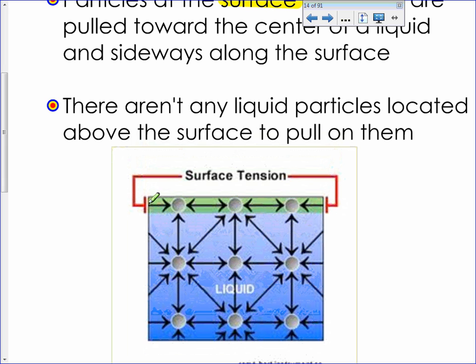So if you look right here, there's nothing pulling up on those particles like there is here. So at the surface, there are no forces pulling up on it. It's mostly being pulled to the side and downwards. So because of this sideways force here, we have something sort of like, I like to call it a film at the top of the water.